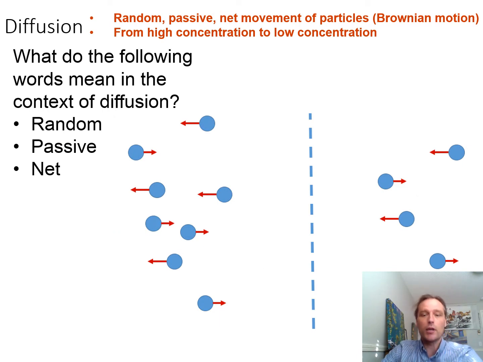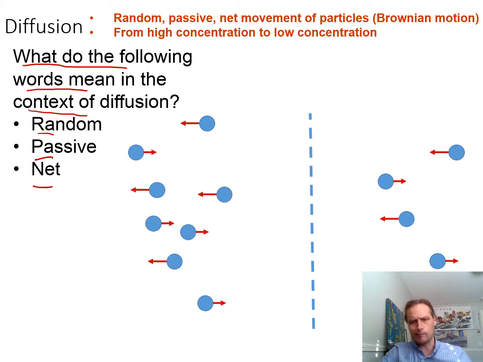Okay, so can you try to basically say what I just said, but in your own words if you want to, or try to incorporate as many of the terms that I have just introduced into what you're saying. What do the following words mean in the context of diffusion? Random, passive, and net. Whoa. Pause the video. It's a hard one. Try to answer it. If you haven't paused it, I'm telling you, I've been a teacher for 11 years. You should pause it and try to say it in your own words, okay?